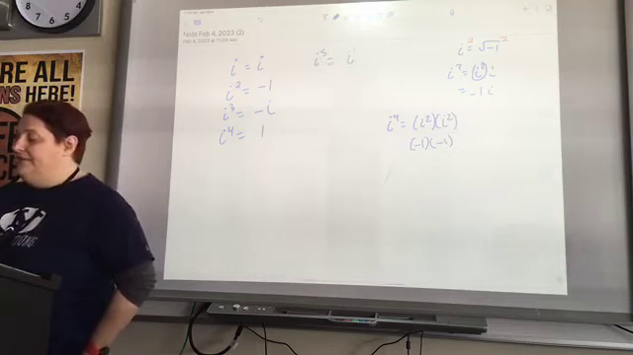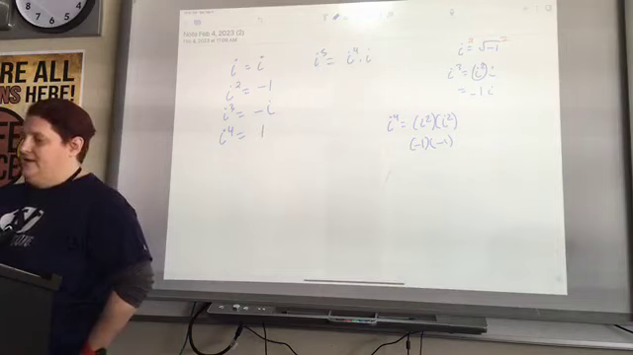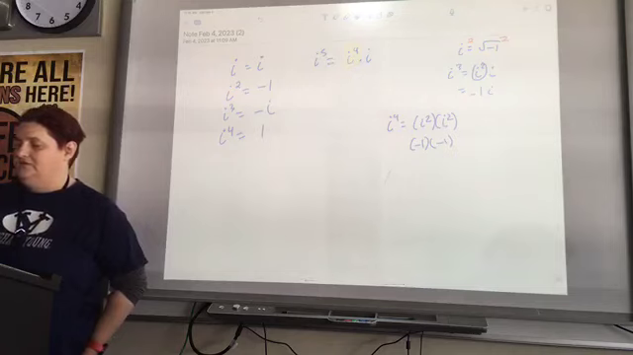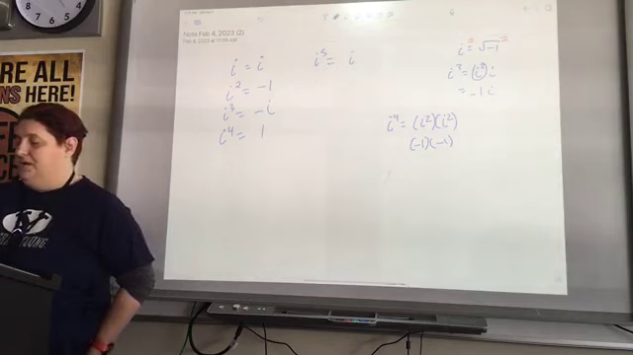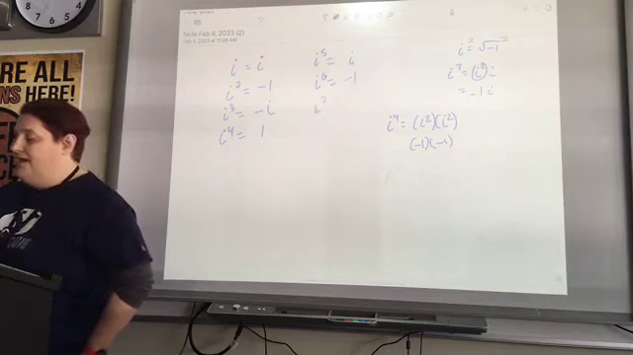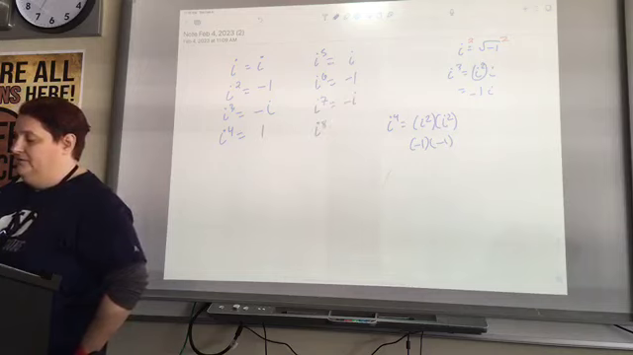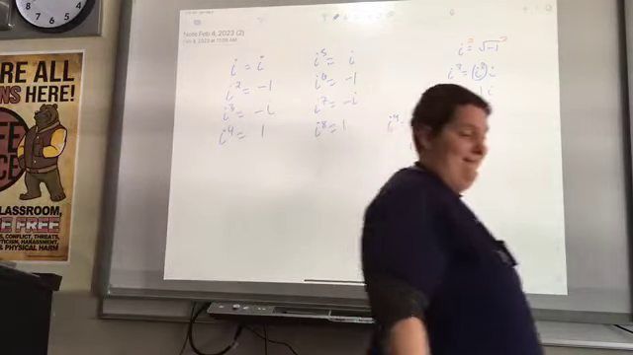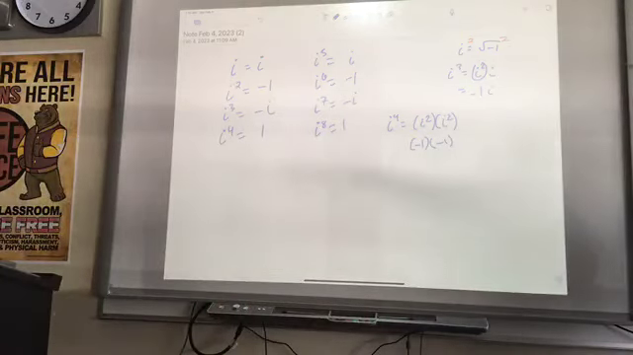i to the fifth is an i to the fourth times i, but i to the fourth is 1. So every time we can pull out another i to the fourth, it just goes away and it goes back to i. And then guess what i to the sixth is? -1, because it's i to the fourth times i squared, but i to the fourth is 1, so it's i squared, which is -1. And it follows this pattern forever. Isn't that cool?